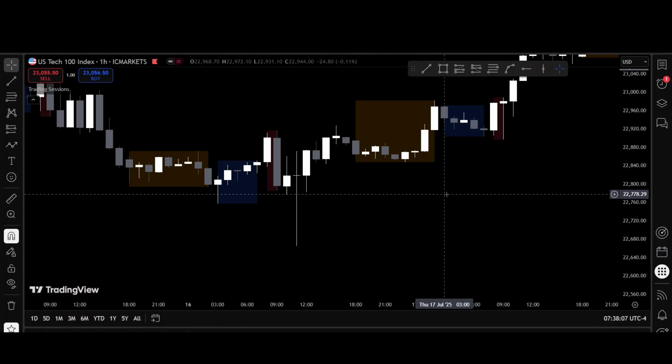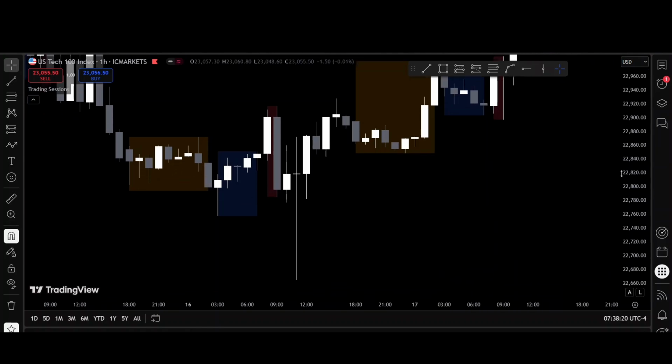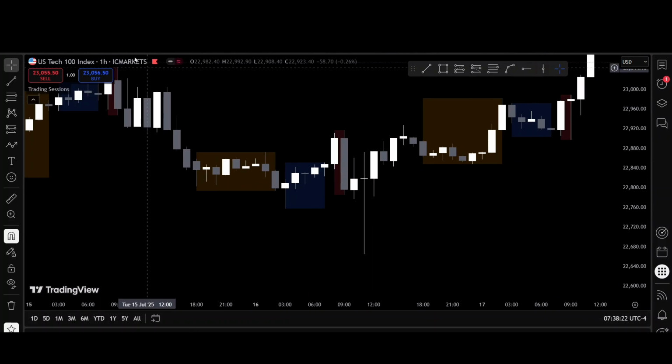Also, please do not take SMT trades during choppy price action because you're gonna see a lot of SMT. So ideally, just don't trade during choppy price action, bro. Alright, I'm gonna give you a bearish example. A bullish example.